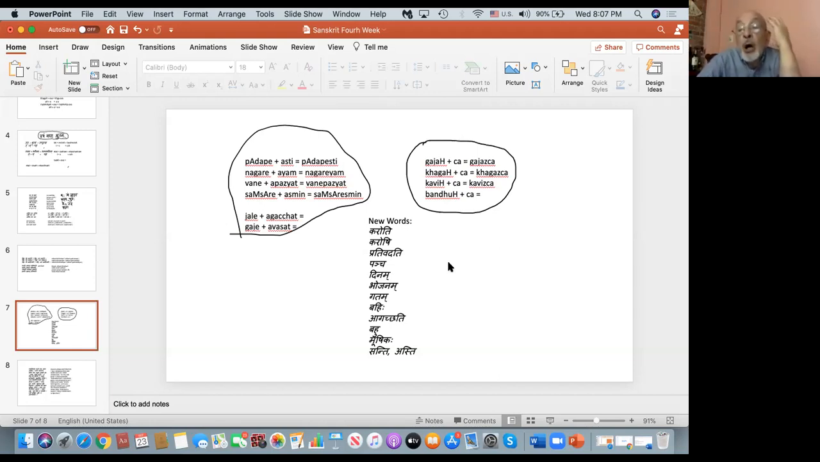Bandhu, cha, the sandhi will be. Did you say one more time? Bandhu, cha. Visarga, bandhu, cha. Okay, these are the new words that we need for the next page. You don't need to write it down here. I'll give you the meaning of this word in the next page.